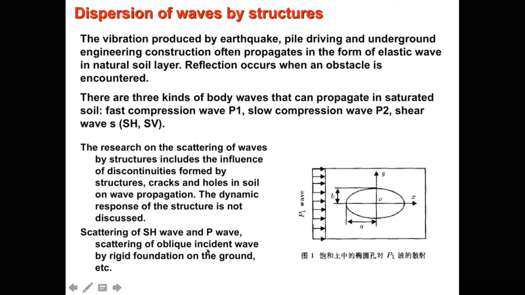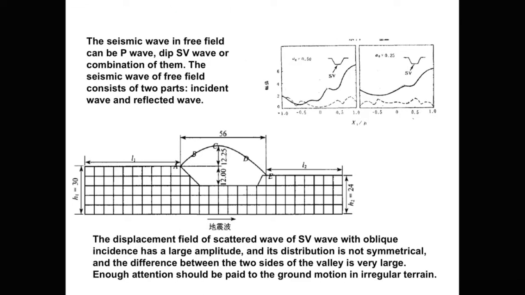Oblique incident waves by rigid foundation on the ground, and others. The seismic waves in free field can be P waves or SV waves or a combination of them. The seismic wave of free field consists of two parts, incident waves and reflected waves.